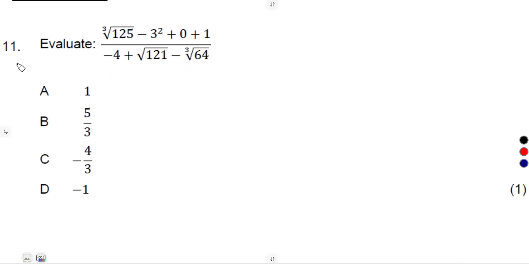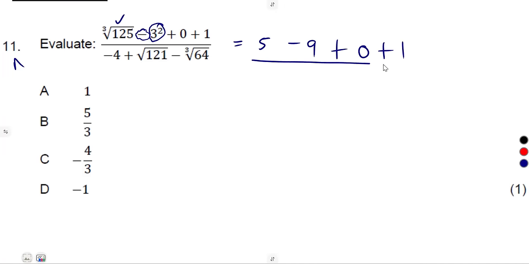11, evaluate this. The cube root of 125, we do know this one, that is 5, guys, minus. This is on its own. So simplify 3 squared on its own, which is 9, plus 0 plus 1. Everything over minus 4 plus the square root of 121, which is 11, minus the cube root of 64, which is 4. Use your calculator, guys.